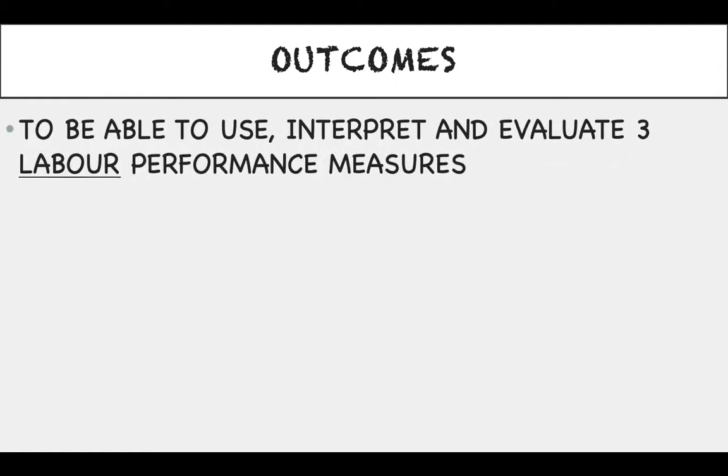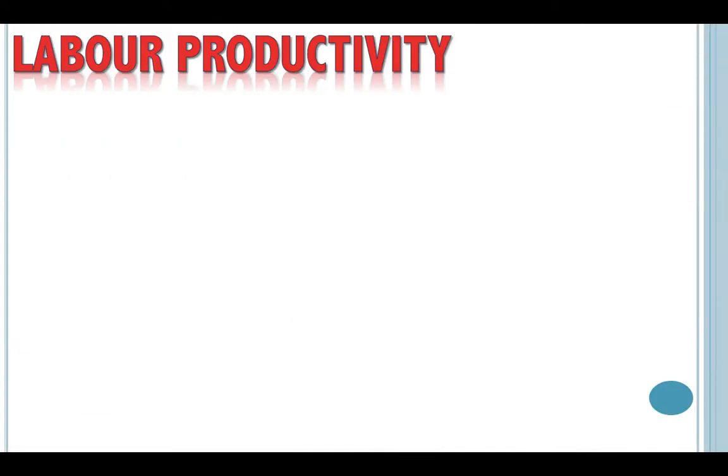Okay, hi. So we're going to talk about HR performance measures today. It's a continuation from the 6 ratio measures that we looked at and spent quite a lot of time on. So we're looking at 3 labour performance measures. You need to be able to use, interpret, and evaluate 3 different measures. We've probably come across at least one of these before, but they are quite straightforward. One lesson should be plenty for these ratios.